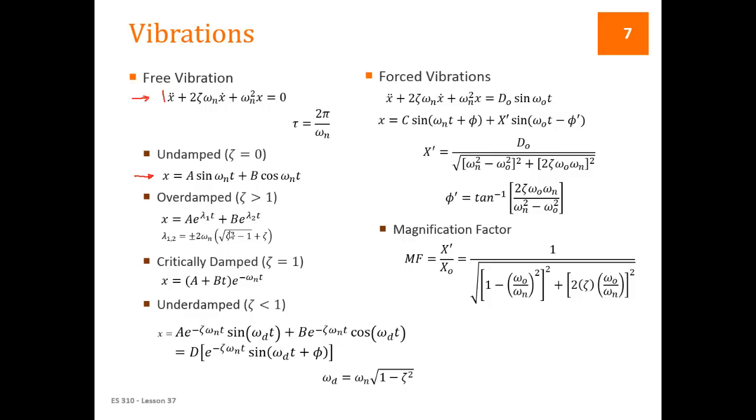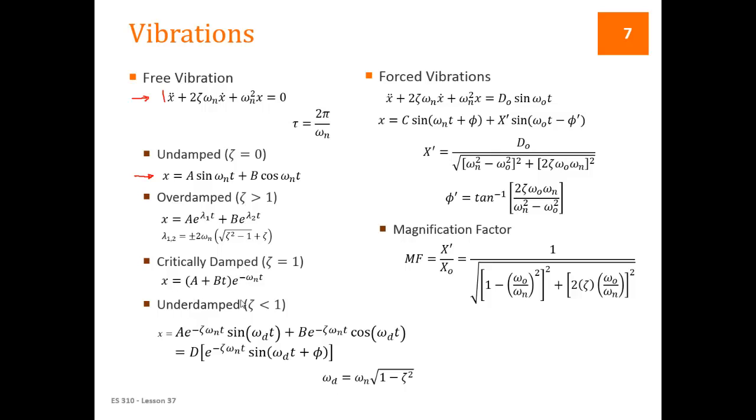The critically damped case is the situation in which zeta is equal to 1. In that case, x is equal to a plus b t, times e to the negative omega n t, and a and b can once again be found from initial conditions.